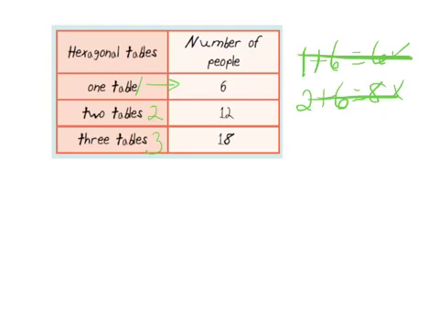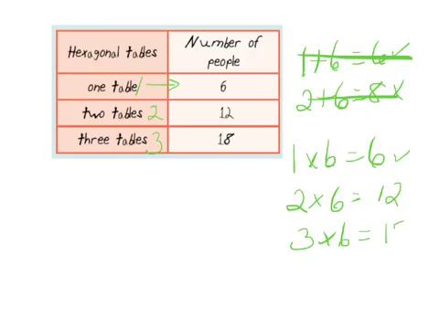Let's try a multiplication rule. 1 times 6 would be the one that would give us 6. Check, that one works. 2 times 6 does give us 12. And 3 times 6 does give us 18.